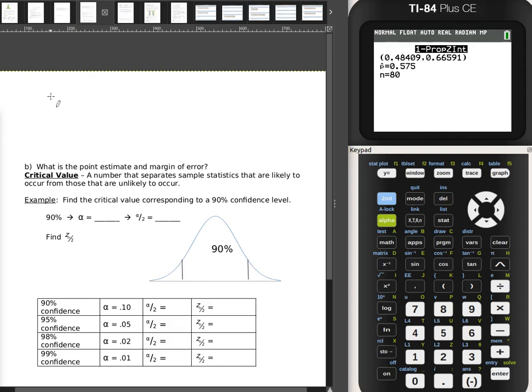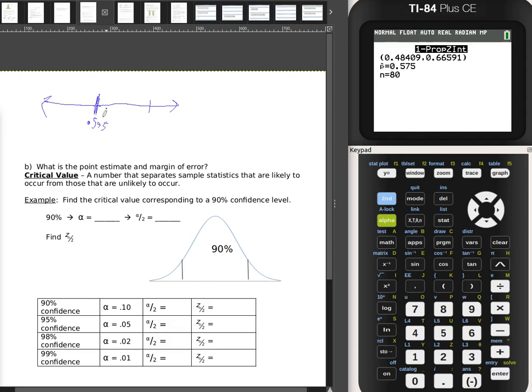But in particular, what can we tell? The confidence interval, and I would like to draw a very straight line, is going to be on this number line. The point estimate, in this case, is our p hat, and we found it already anyways. It's the one that goes 0.575.